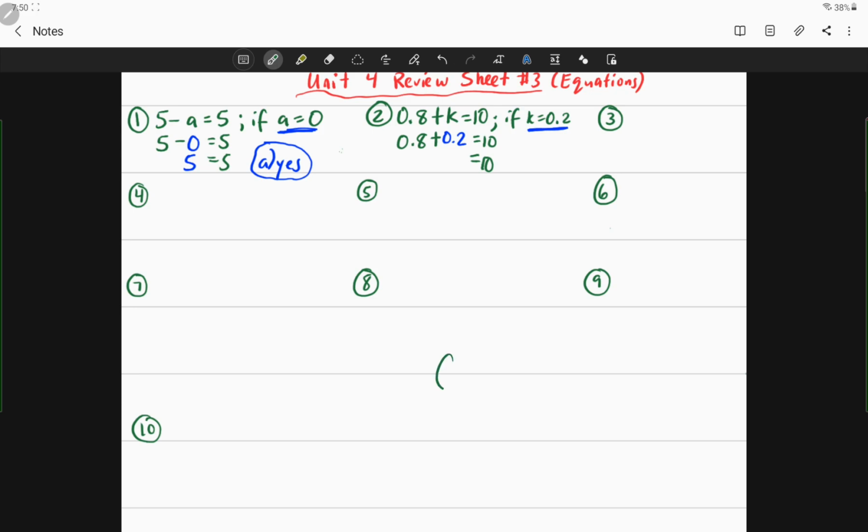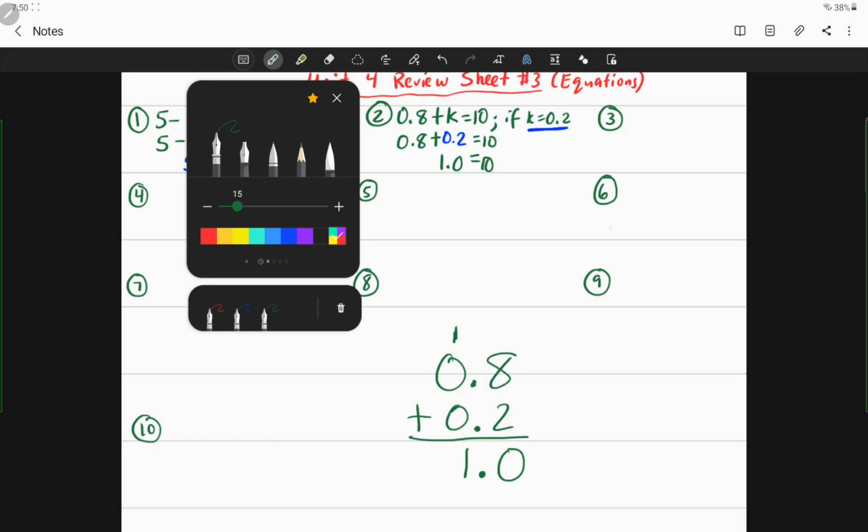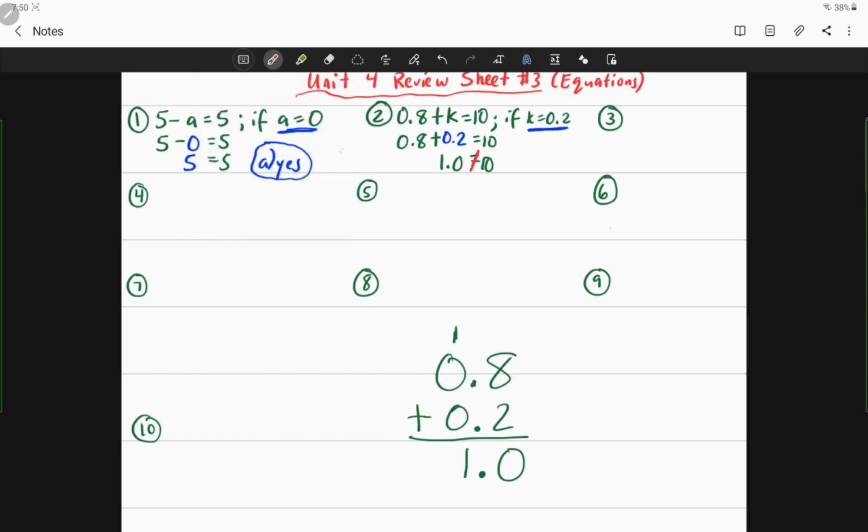I don't really have a lot of space, but I'll do it down here and erase it. Remember, line up your decimal points with each other. And 8 plus 2 is 10. Let's leave our decimal again, carry the 1. This actually only equals 1.0, which is 1. And obviously 1 is not equal to 10. So I'm going to put this little line through, which means not equal to. So this time, our answer is B. No, k cannot be 0.2 because both sides are supposed to be equal to each other. So that is number 2.